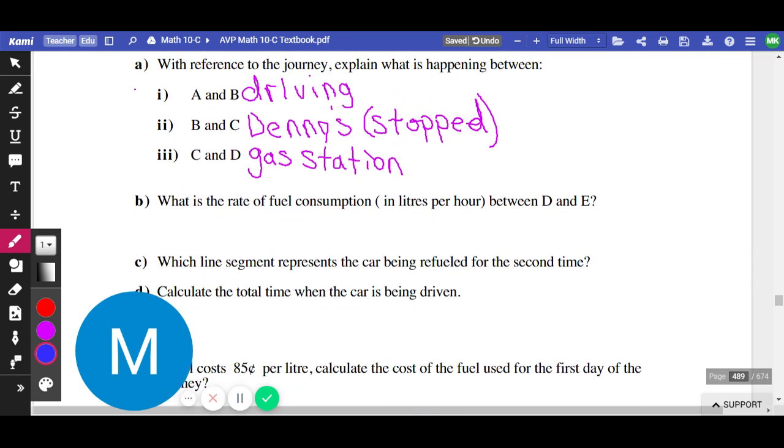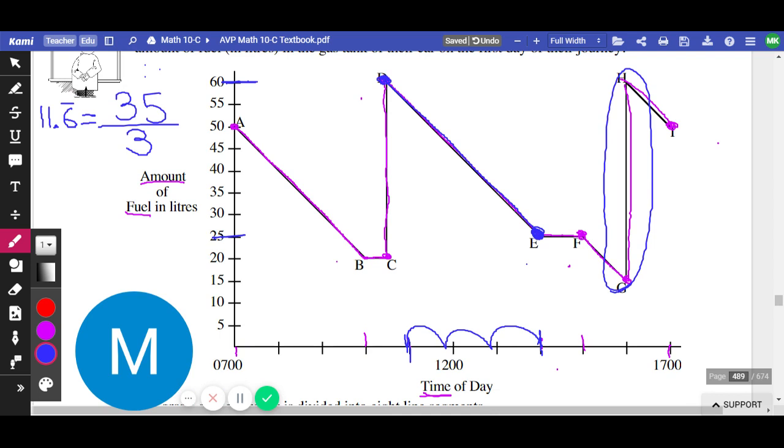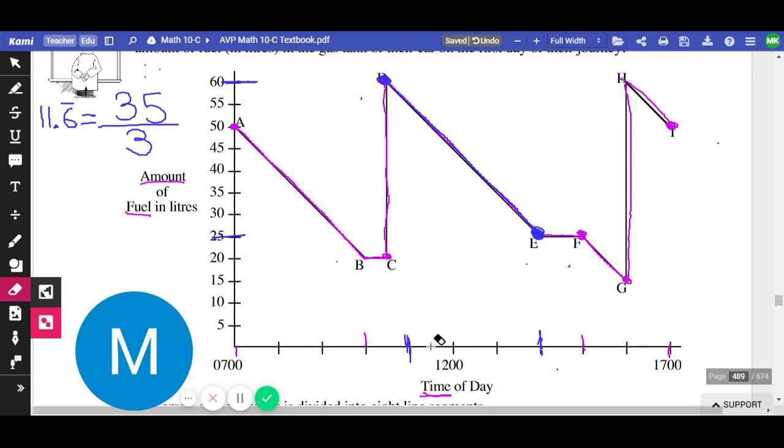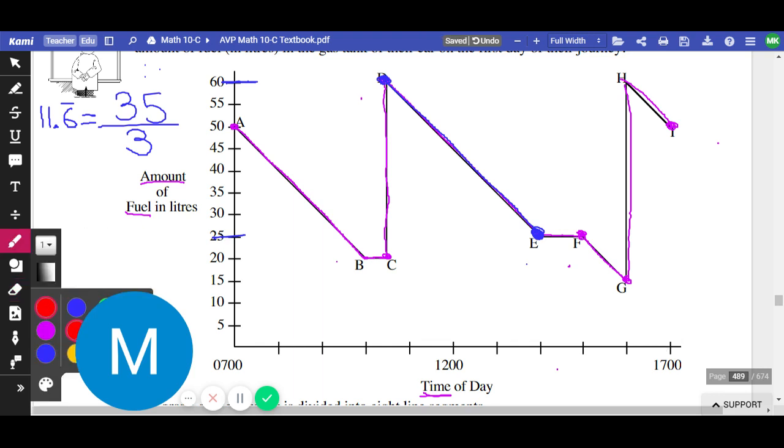D, calculate the total time the car is being driven. All right, so we're only going to calculate when it's being driven. I'm going to have to erase some of this stuff here. I'll do driven in red. From point A to B, the car is being driven. The gas is going down, right? So that's us driving. D to E, we're driving. F to G, and then H to I. So those segments in red are all the different times in which I'm driving.